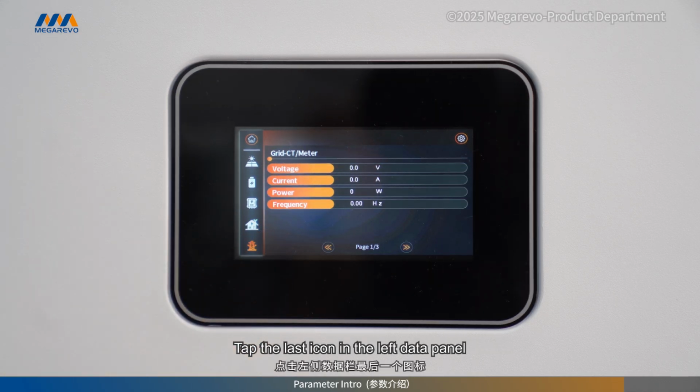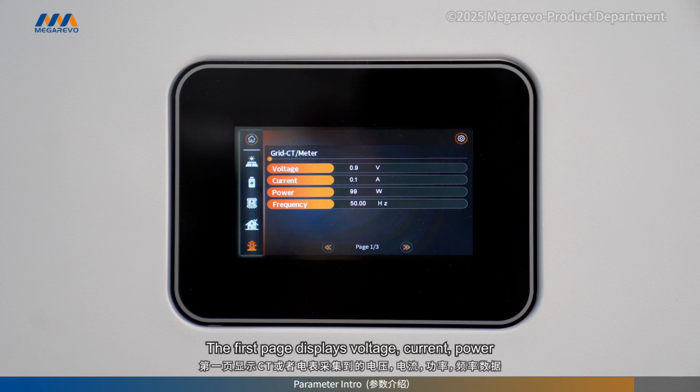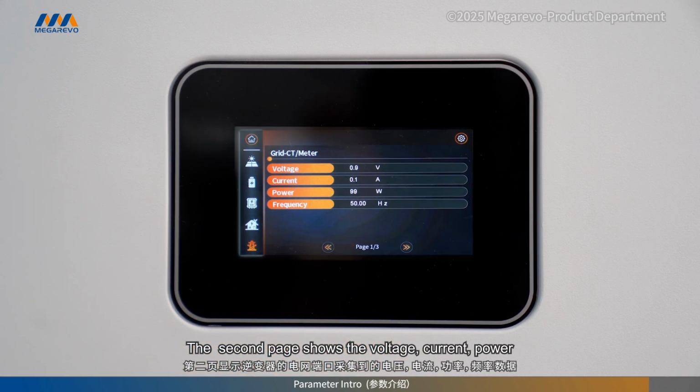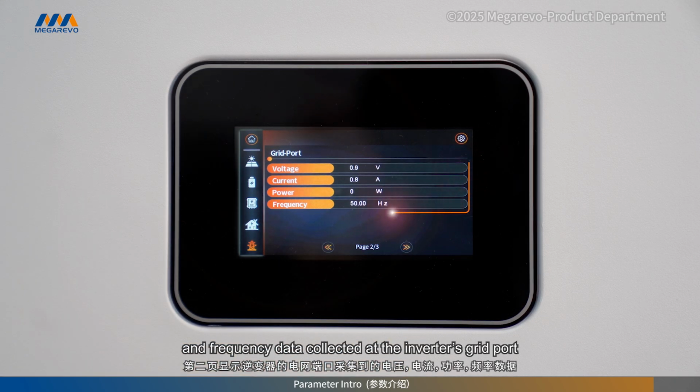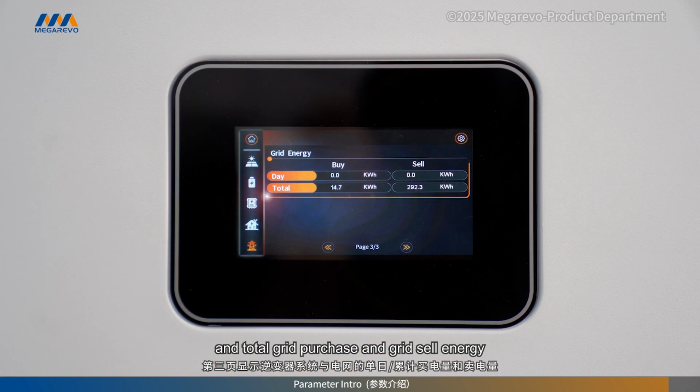Tap the last icon in the left data panel. The first page displays voltage, current, power, and frequency data collected by the CT or energy meter. The second page shows the voltage, current, power, and frequency data collected at the inverter's grid port. The third page displays the inverter system's daily and total grid purchase and grid feed-in energy.